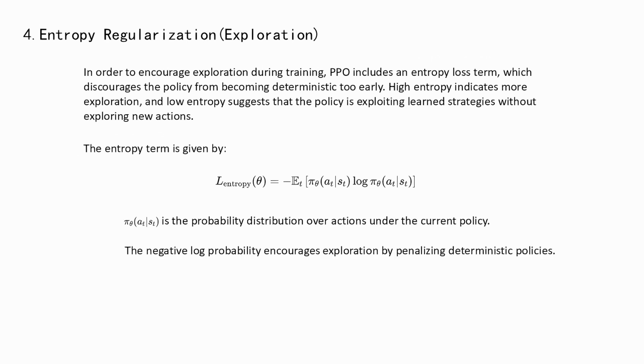Pi_theta is the probability distribution over actions under the current policy. The negative log probability encourages exploration by penalizing deterministic policies. It helps the agent avoid local optima and ensures that it does not settle on suboptimal actions too quickly.